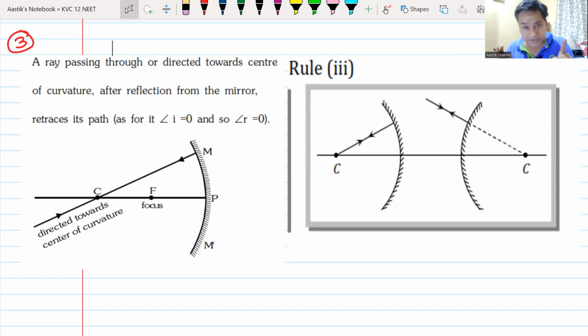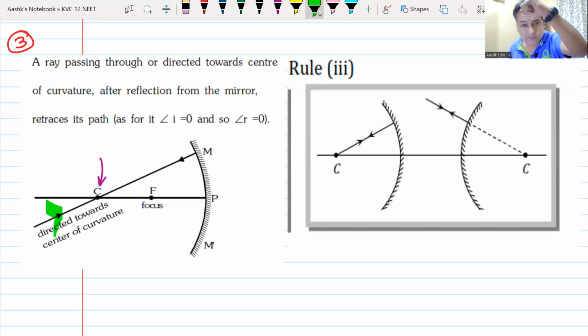Rule number 3 is very simple, very straightforward, and it is on your screen right now. Can you tell me what is rule number 3? A ray of light which passes through which point? Which passes through the center of curvature. A ray of light which passes through the center of curvature. This is the green one which is passing.